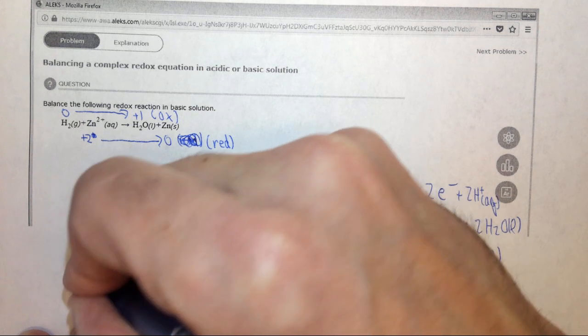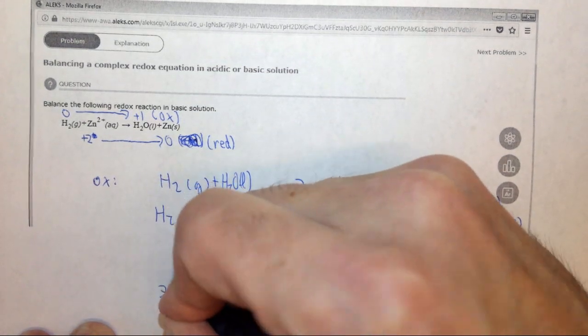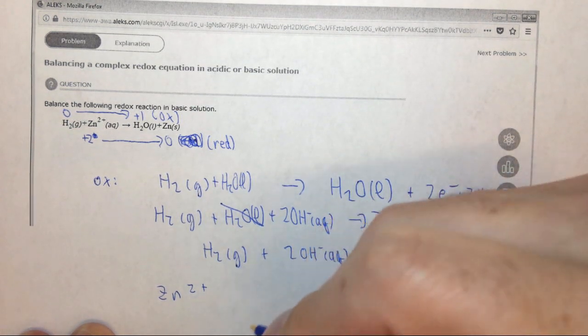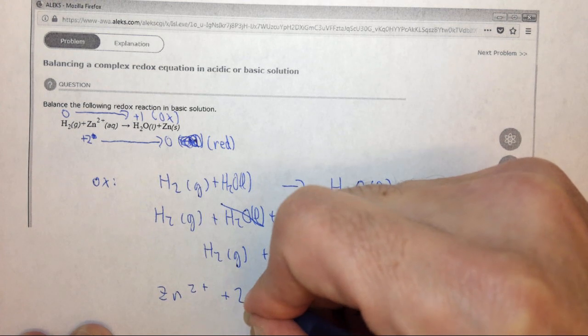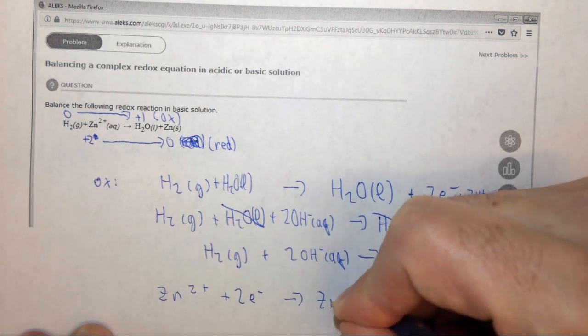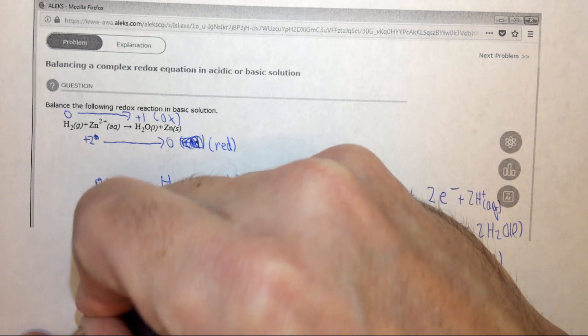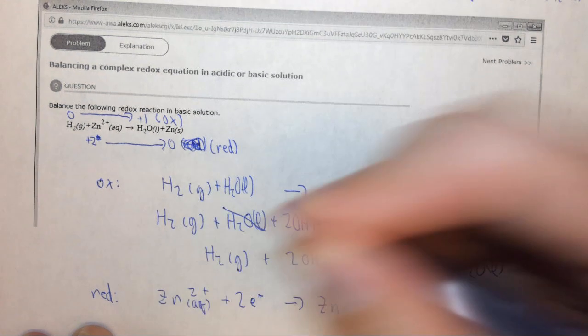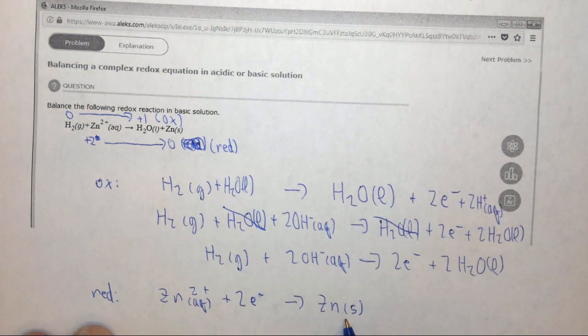We have zinc 2 plus, and it's going to form, with 2 electrons, zinc solid. And this is your reduction reaction here. So we have zinc, which is aqueous, and we're going to add 2 electrons to it, and it's going to become solid zinc. In this case, we don't really have to do anything, because if you notice, there are 2 electrons in this reaction, and 2 electrons in this reaction as well. So we're good to go.